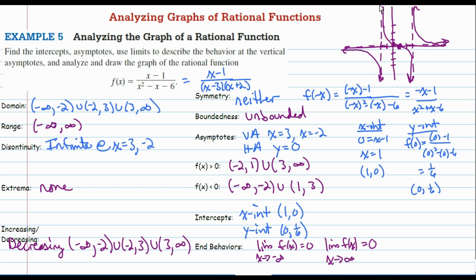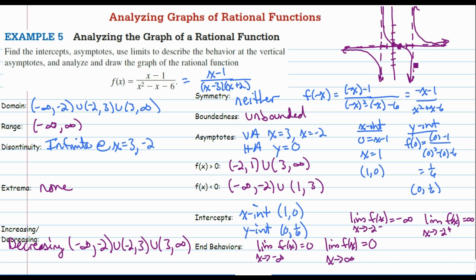Now let's look at the vertical asymptote at x equals -2. Well, the limit of f of x as x approaches -2 from the left. So coming in from the left at this vertical asymptote, the y values go down to negative infinity. Coming in from the right, so the limit of f of x as x approaches -2 from the right, those y values go up to positive infinity.